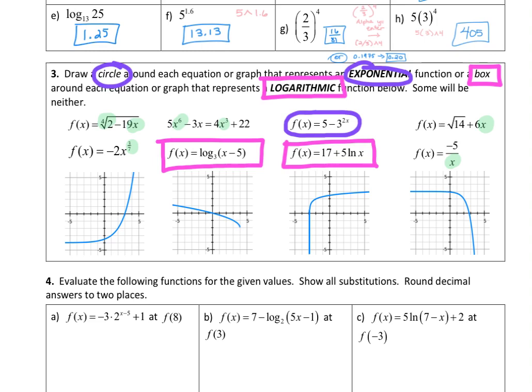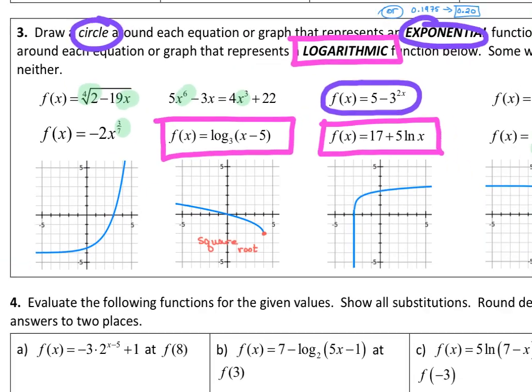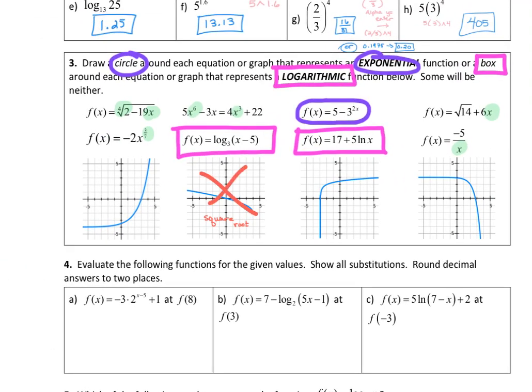Now, when it comes to graphs, first let's start with the one that's not. So the one that has an endpoint. So the second graph right here, that has an endpoint, and that's a square root graph, which is not exponential or logarithmic. Only the square root graph has an endpoint like that. And so therefore, that's not going to be one of our answers. If you look at the other 3 graphs, they're all either exponential or logarithmic. And what you need to look at is the placement of the asymptote.